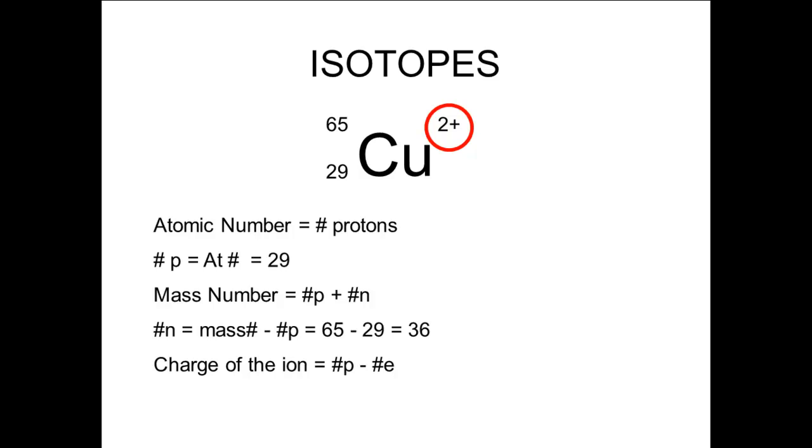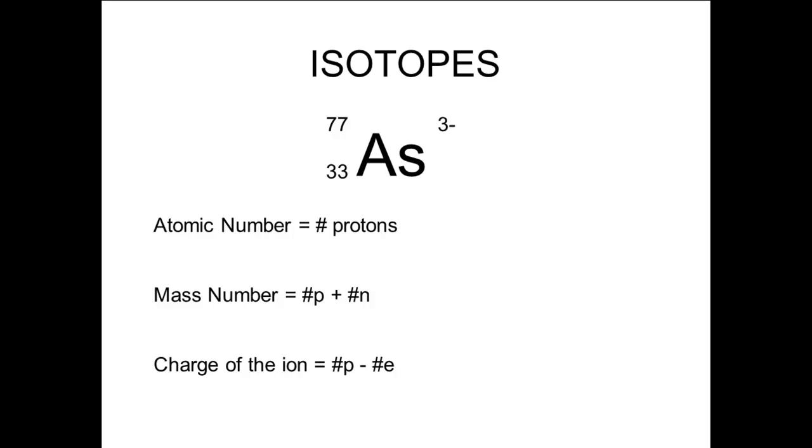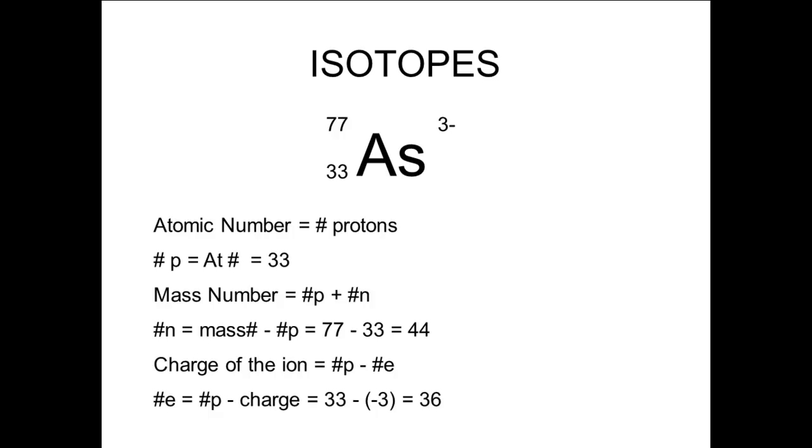The charge, 2 plus, is in the upper right of the symbol, and is the number of protons minus the number of electrons. To find the number of electrons, we take the number of protons minus the charge. In this case, that is 29 minus plus 2, which gives 27 electrons. Let's go through the same process for arsenic 77, 3 minus. The number of protons is the atomic number, which in this case is given as 33. The mass number is 77, so the number of neutrons is 77 minus 33, or 44 neutrons. The charge of the ion is 3 minus, so the number of electrons is 33 minus a negative 3, which is equal to 33 plus 3, or 36 electrons.